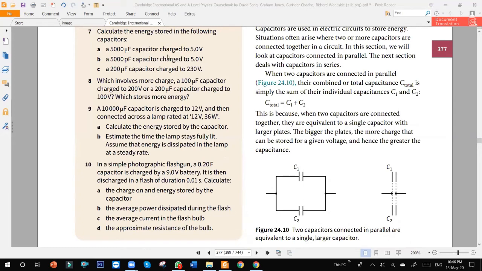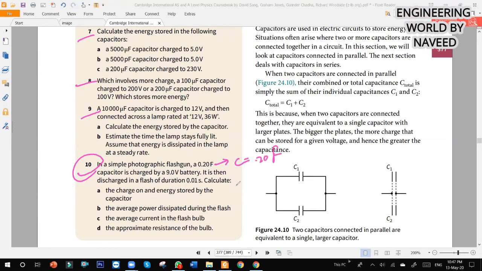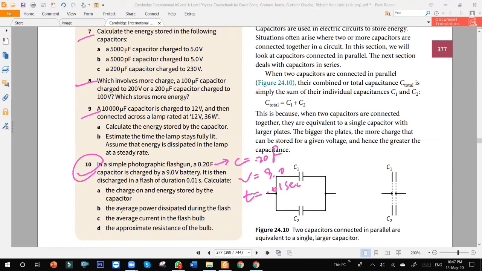Okay, so let's solve this question. You try all these questions after class. If there is any confusion, then we will solve that in the next class. In this question, capacitance is given to me, that is 0.20 F. Voltage is given, that is 9.0. It is then discharged in a flash for a given time. Calculate the charge on and energy stored by the capacitor.